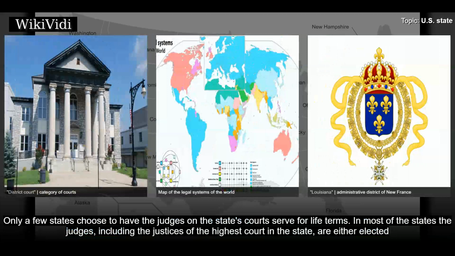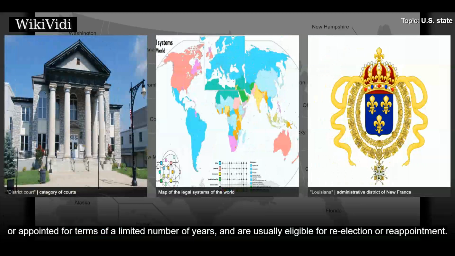Only a few states choose to have the judges on the state's courts serve for life terms. In most of the states, the judges, including the justices of the highest court in the state, are either elected or appointed for terms of a limited number of years, and are usually eligible for re-election or reappointment.